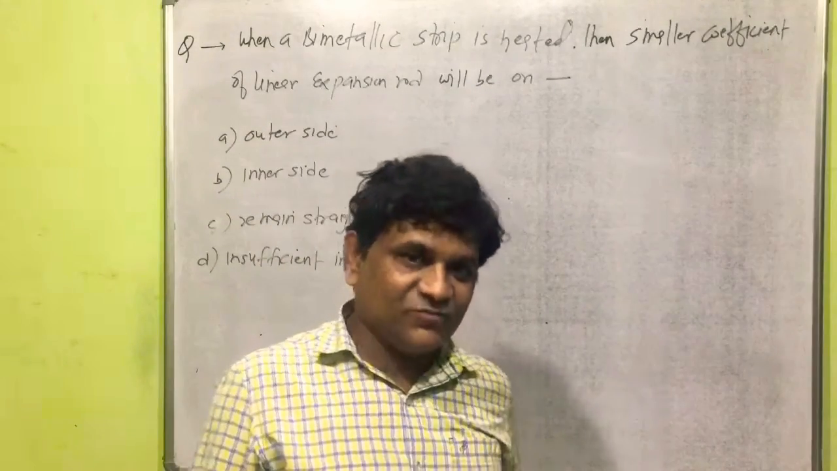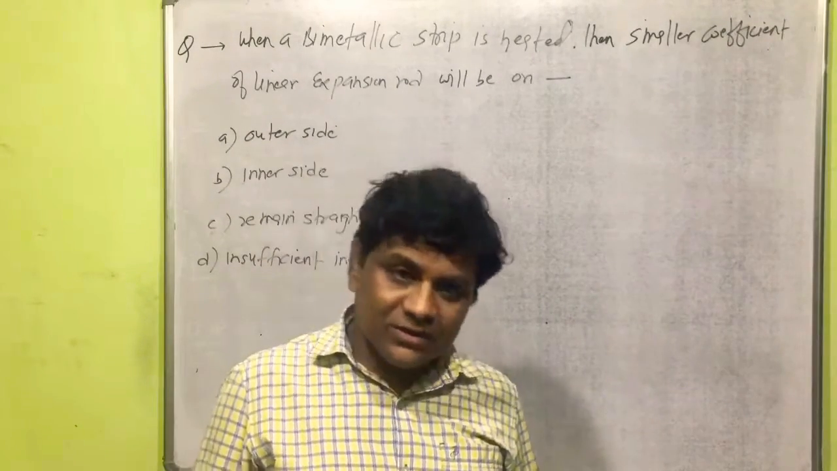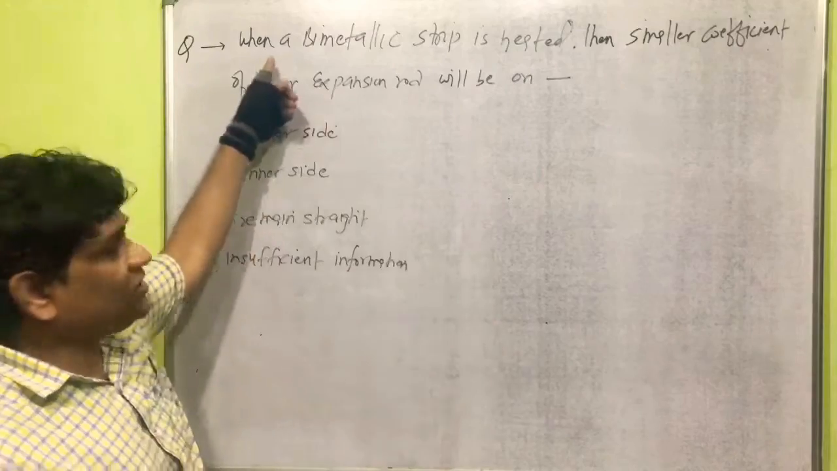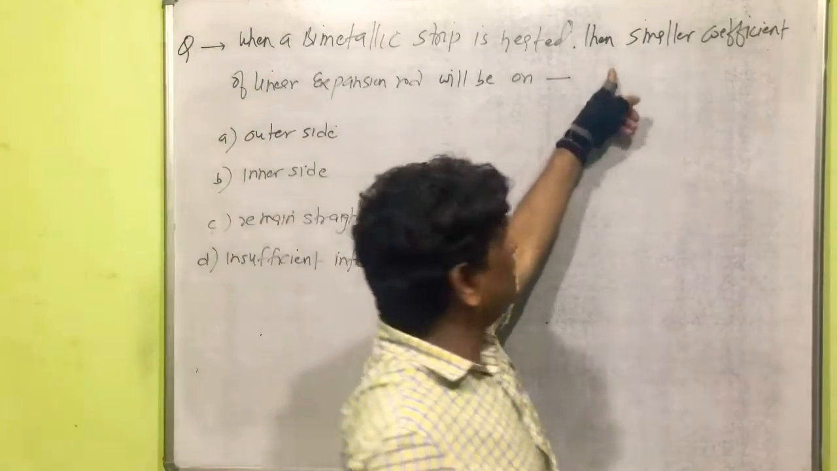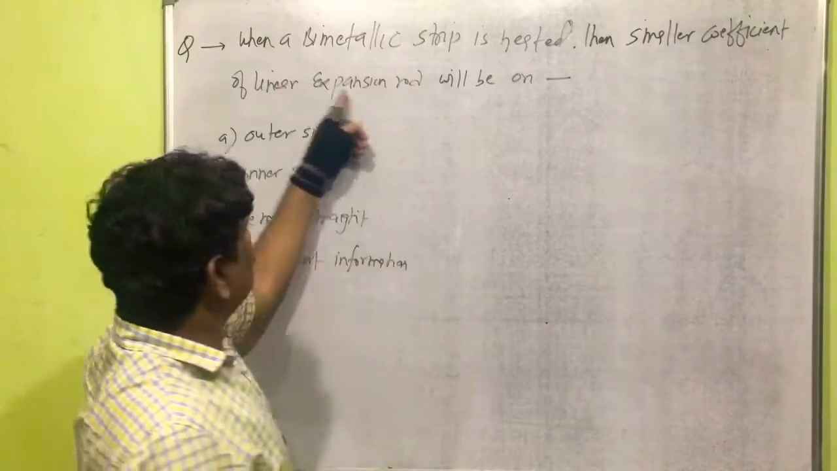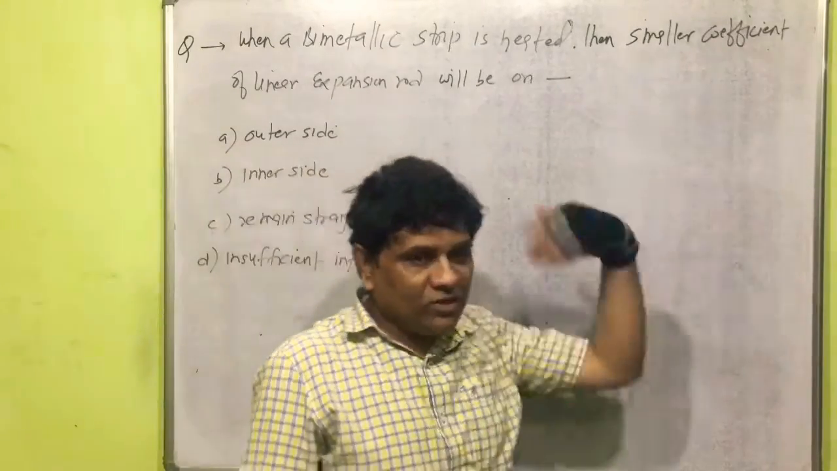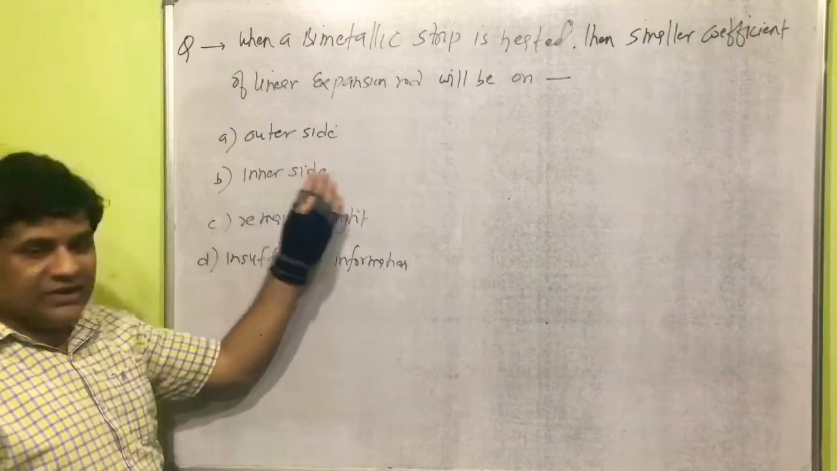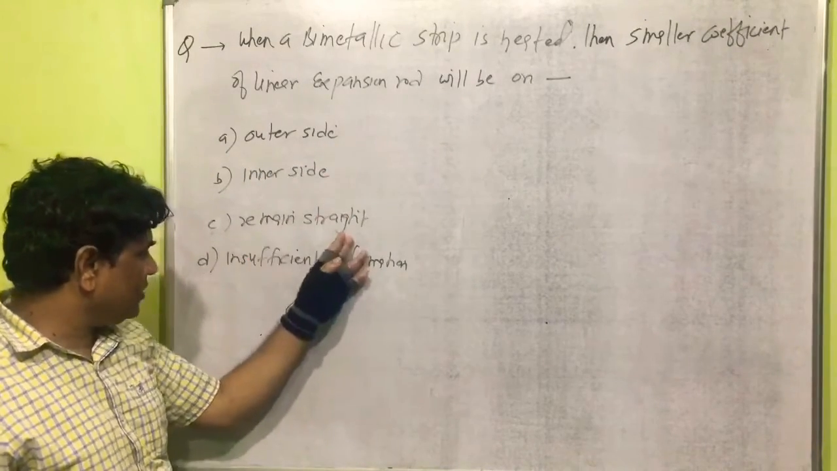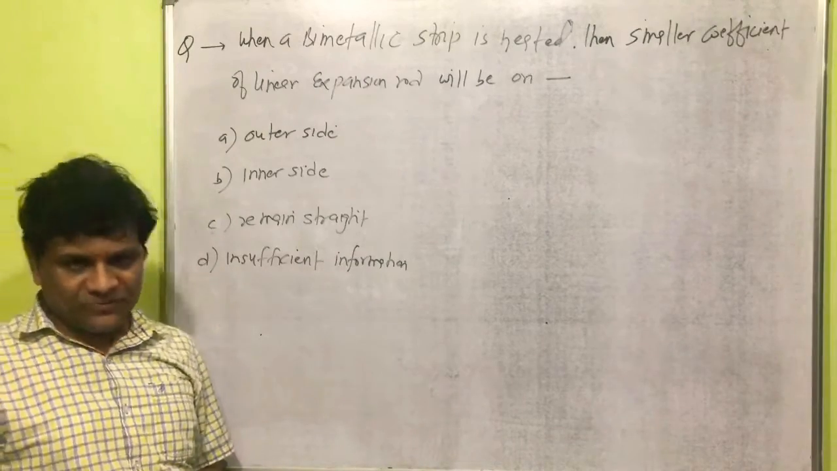Okay, now we can discuss a few questions related to the bimetallic strip. Yes, the first question we are taking on the board now. When a bimetallic strip is heated, then the smaller coefficient of linear expansion rod will be on: options on the board here. Outer side, inner side, remains straight, and the last is insufficient information.